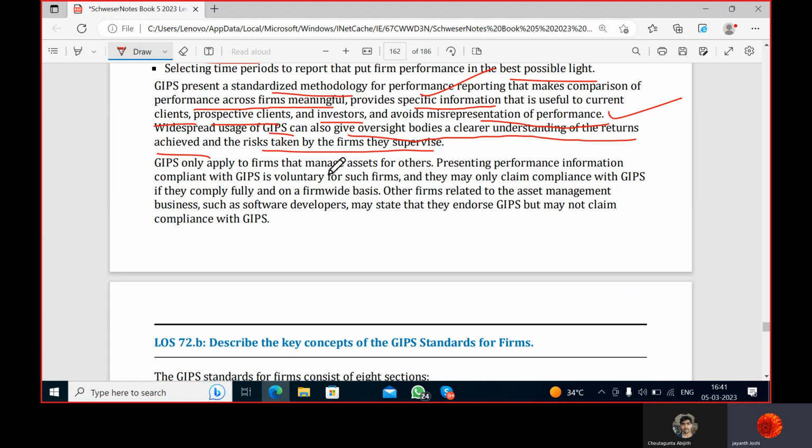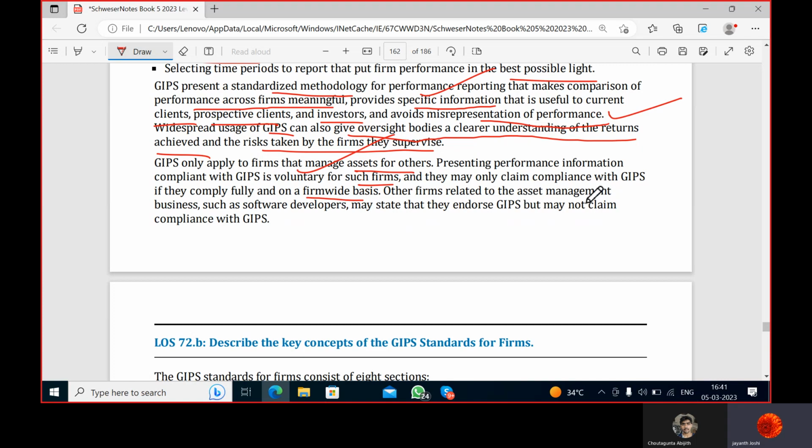GIPS only apply to firms that manage assets for others. Presenting performance information compliant with GIPS is voluntary for such firms, not mandatory, and they may only claim compliance with GIPS if they comply fully and on a firm-wide basis. They have to comply completely with GIPS.